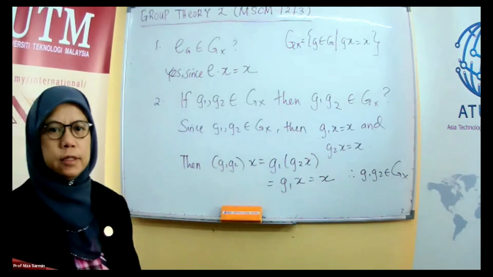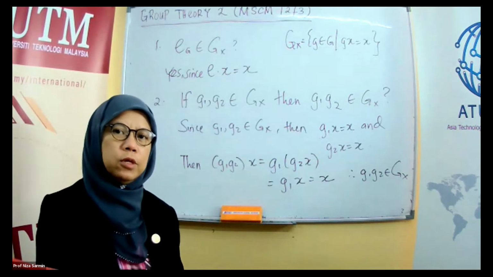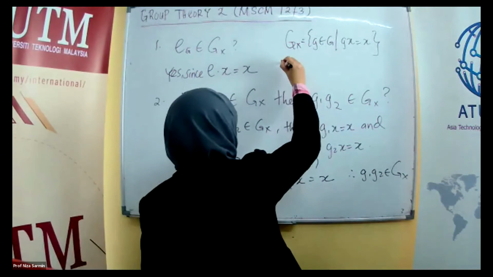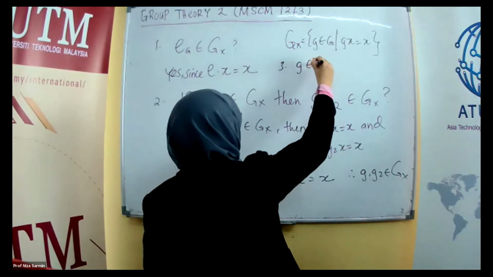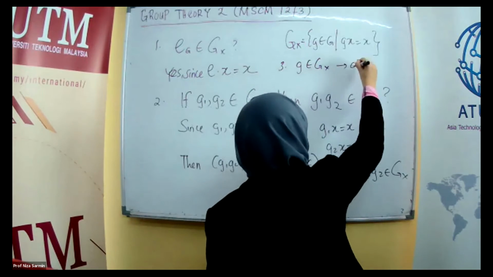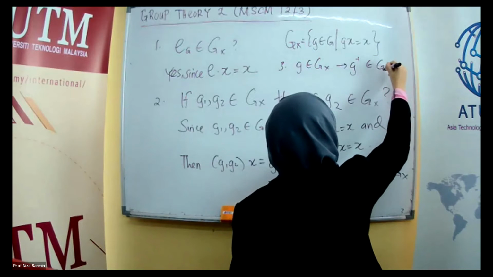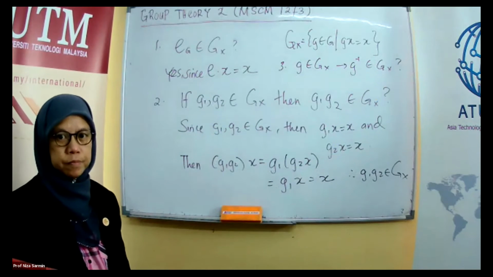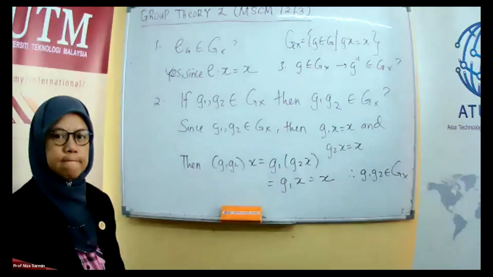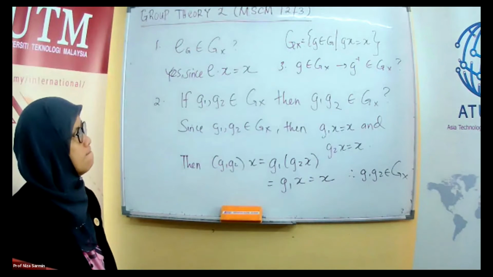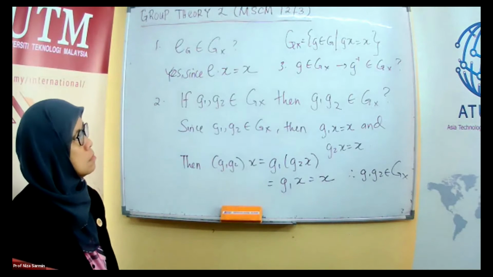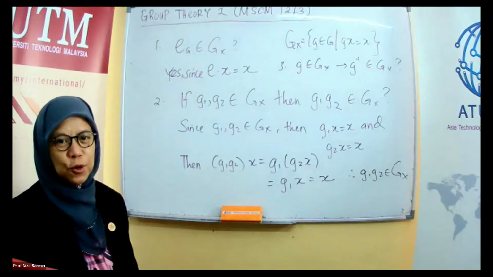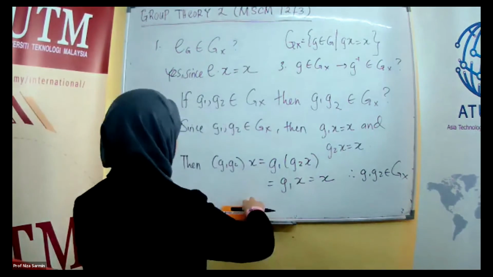That one is the inverse. So if G in Gx is the inverse in Gx? Yes or no? How do you show that?